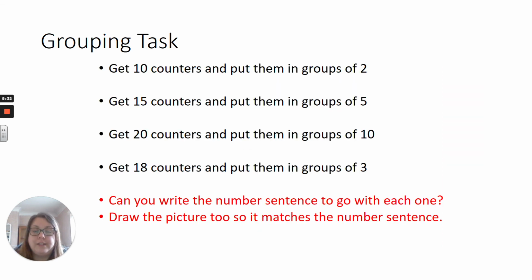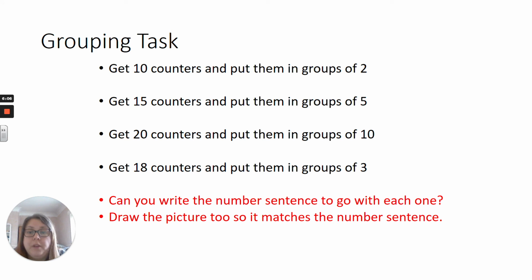Okay, so your task now is, if you've got some counters you can use, or some Lego, some cards, whatever you've got in your house. If not, draw the counters to be able to do this task. So get 10 counters and put them in groups of 2, then get 15 and put them in groups of 5, 20 and put them in groups of 10, and 18 and put them in groups of 3. And I want you to have a go at writing the number sentence to go with each picture, okay? Or with each equipment that you're using. You might want to draw a picture so it matches the number sentence and it helps you.